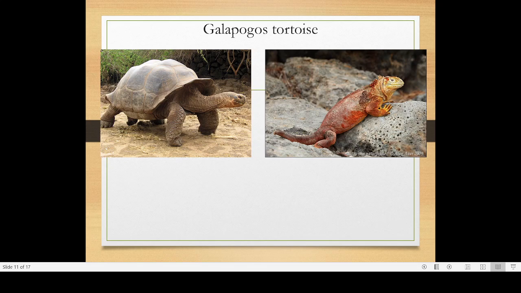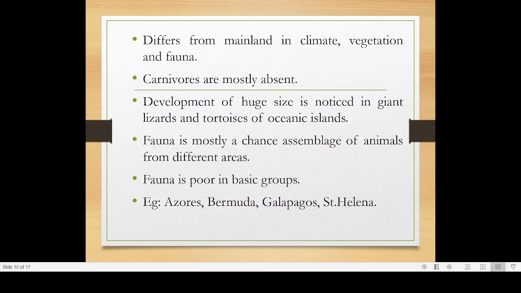So, in the absence of bigger predators or other carnivorous animals, these small animals, which used to be very small in almost all parts of the world, developed into giant size. So development of giant size is a peculiarity exhibited by animals of the oceanic island. The development of huge size is noticed in giant lizards and tortoises of the oceanic island.